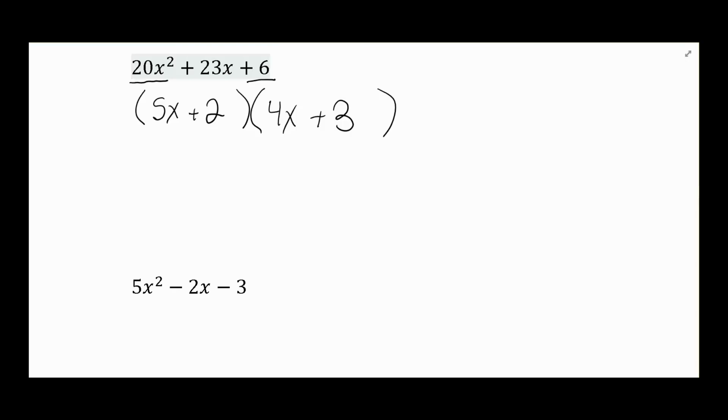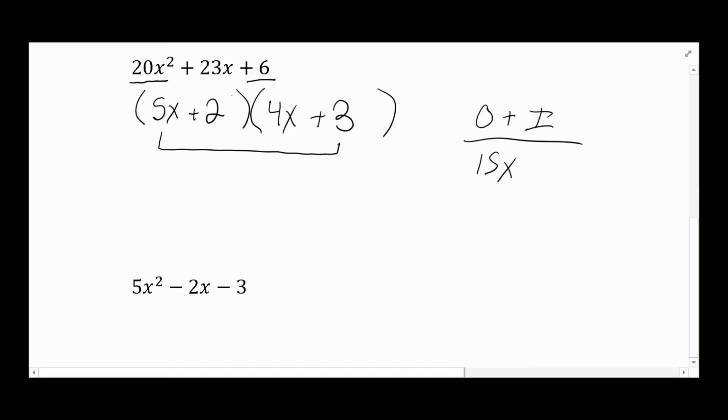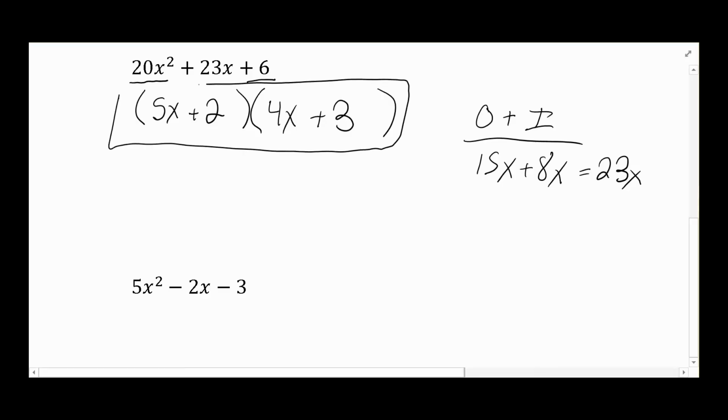It might be wrong. To check this, I check it using the O and the I from FOIL. The O, remember, is the outside, where I take 5x times 3 and get 15x. The I is the 2 times the 4x, which is 8x. That gets me 23x, which is indeed what I was trying to get. So that tells me that I have a good guess here. My good guess must be correct, and this is the correct answer.